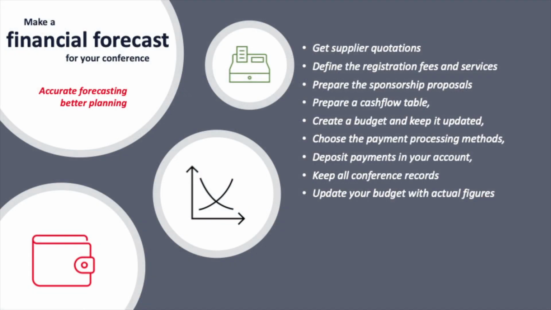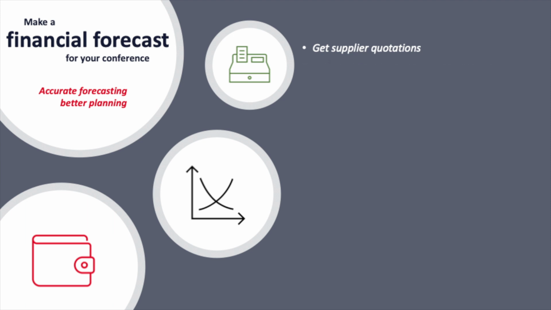Accurate financial forecasting will help you better focus on planning and executing the conference goals. For seamless financial forecasting, my checklist includes the following items. Get at least 3 quotations from third-party suppliers for services such as venue, food and beverages, technical equipment, travel and accommodation, staff, and insurance. Define the registration types and fees, and decide if you wish to offer favorable registration options to increase attendance, such as early bird discounts.